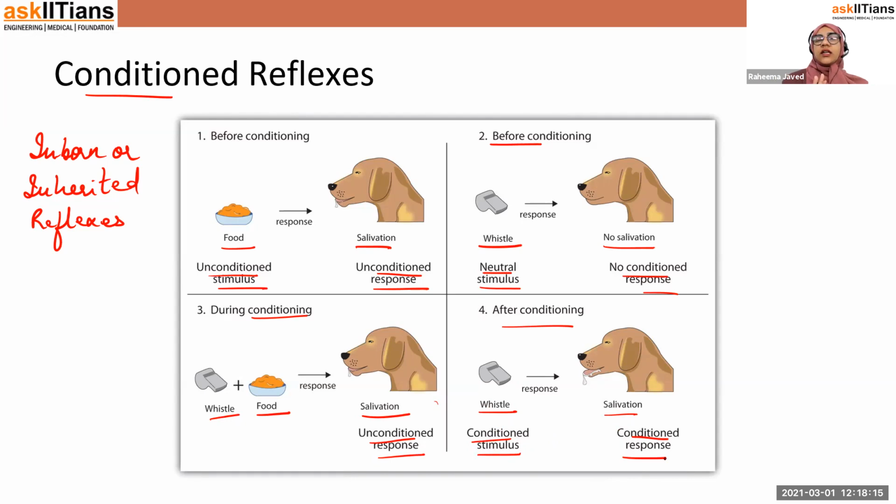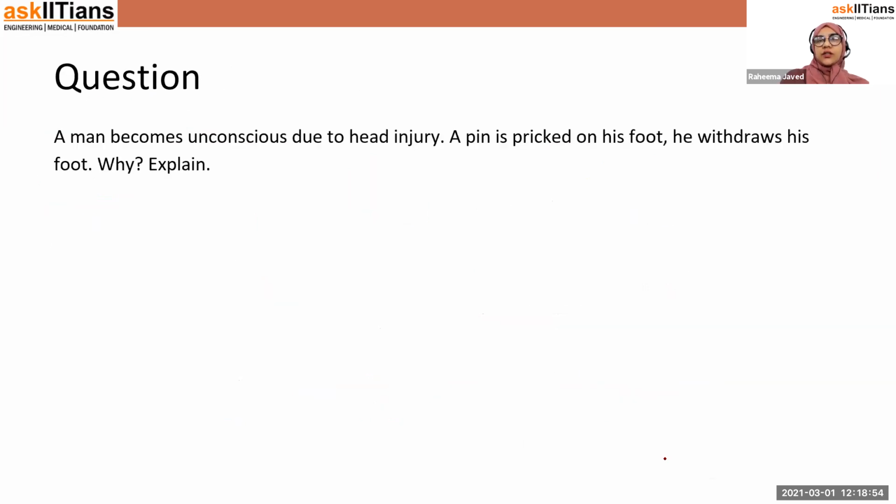For the conditioned reflex to occur, we need to learn them, we need to experience them first of all, and they may change also. That means they may be forgotten also, because the response of the conditioned reflexes completely depends upon the environment that we are living in. So if the environment doesn't require us to give that reflex, we will not give that reflex, and also we may forget it. So these are some of the conditions for the conditioned reflex to occur. Let's move on to the questions now.